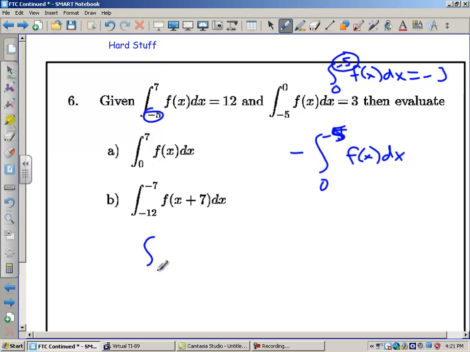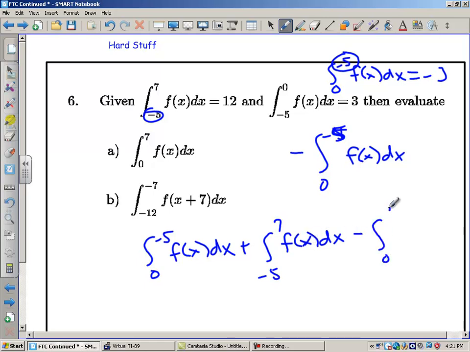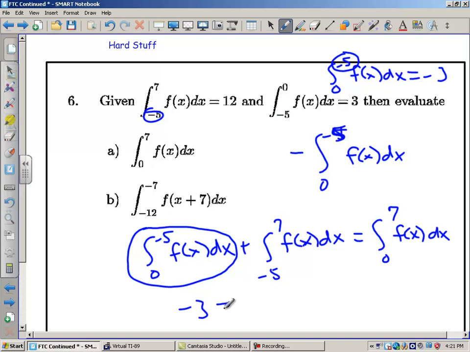But I now have the fact that the integral from 0 to negative 5 of f of x dx plus the integral from negative 5 to 7 of f of x dx should equal the integral from 0 to 7 of f of x dx, which is what I'm looking for. So I know that this integral right here is negative 3 because we negated that. We are given that this integral is 12. So we know that the answer to this is 9. That was tricky.